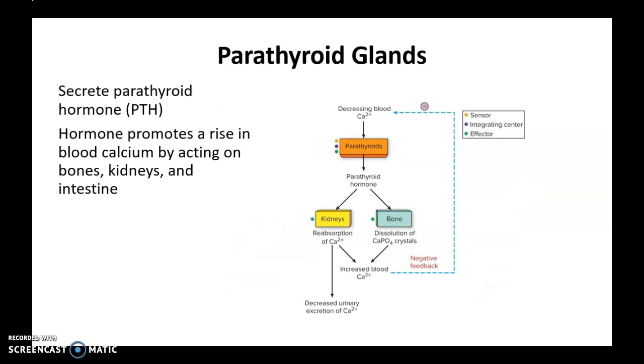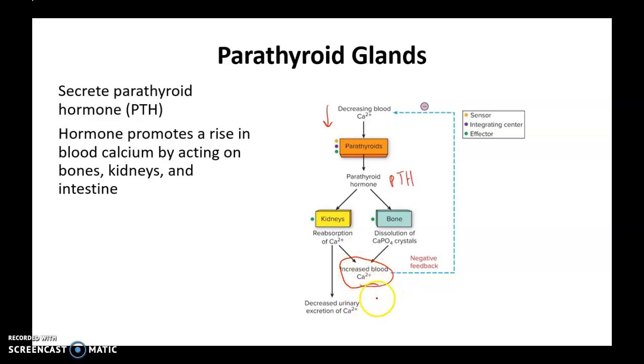So this is another diagram. When we have decreased blood calcium level, we have low blood calcium level. That stimulates the parathyroids to produce parathyroid hormone or PTH. The parathyroid hormone works on the bones and tells the bone to dissolve some calcium salt, so calcium can be released into the blood. It also works on the kidneys and tells the kidneys to uptake or reabsorb more calcium, which will then eventually increase blood calcium level.